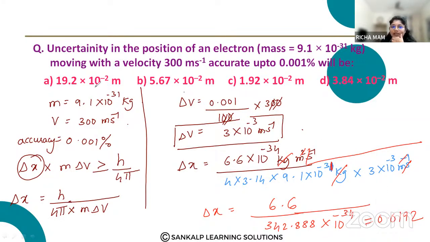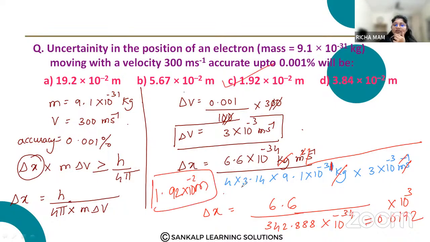So here the answer is option number A or B. This is into 10 raised to 3. If I shift the decimal this side, it becomes 1.92 into 10 raised to minus 2 meters. So the answer should be option number C. Write this down and try. You have to get the answer as option number C.